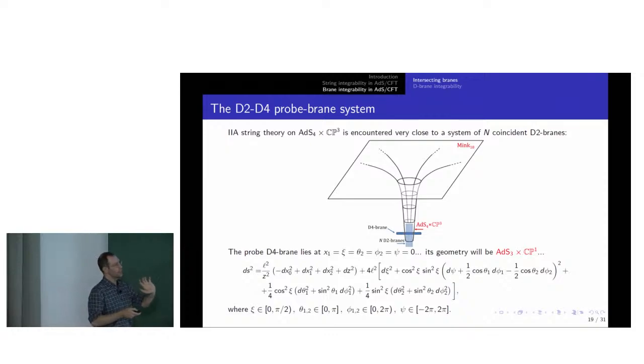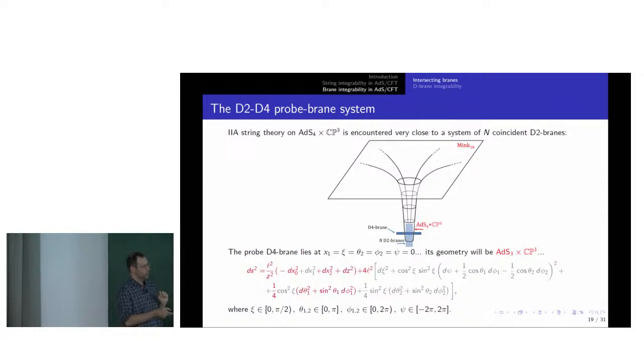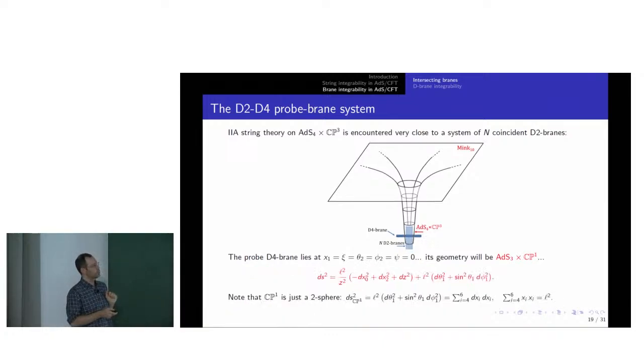One can very quickly see why the geometry of a probe brane will be AdS3 cross CP1. This is the geometry of AdS4 cross CP3. One can set these angles in this metric to 0, and immediately these terms cancel, and then what remains is the metric of this. And the same, of course, went through for the D5 brane, but this is a very sketchy formal DBI proof of this geometry. And I have to say that CP1 is nothing but a two-sphere, again.